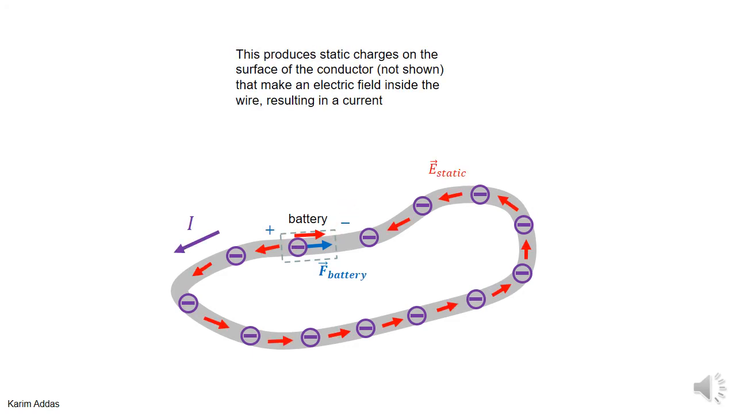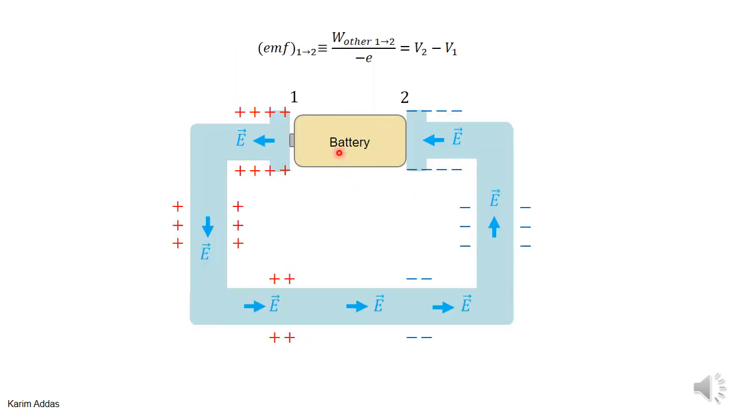And what does that do? It creates surface charges that are not shown here. And these surface charges, negative on this side and positive on this side, produce an electric field, a static electric field due to the static charges inside the wire. And that's what makes the charges in the rest of the wire experience a force, and they start to move, making a current. Remember this picture that we had before of a circuit and the surface charges on the surface of the wires, negative on this side and positive on this side, and they were non-uniform so that they make an electric field inside the wire.